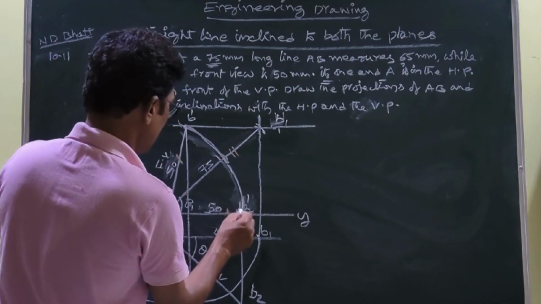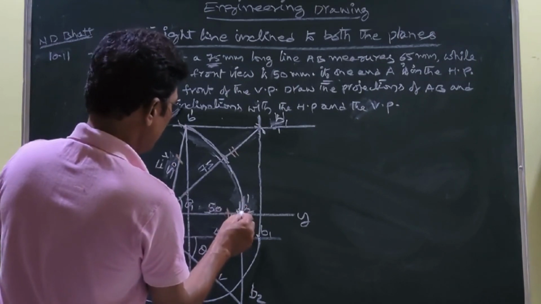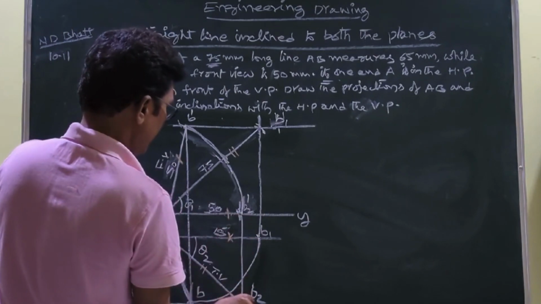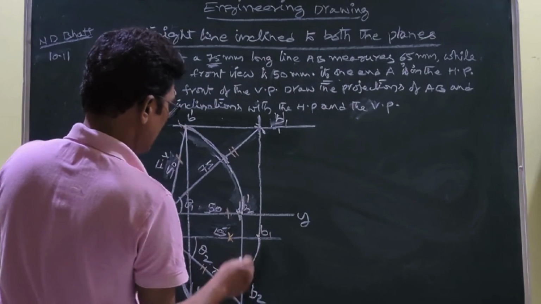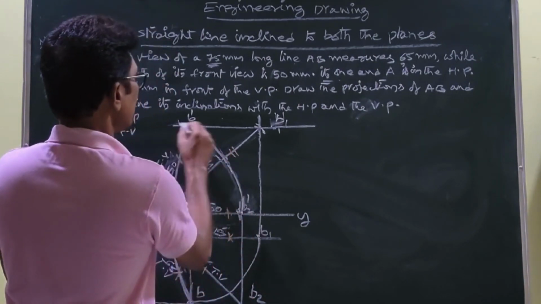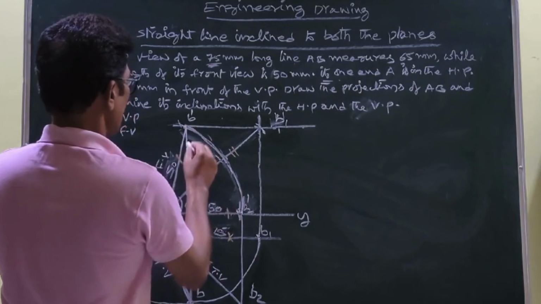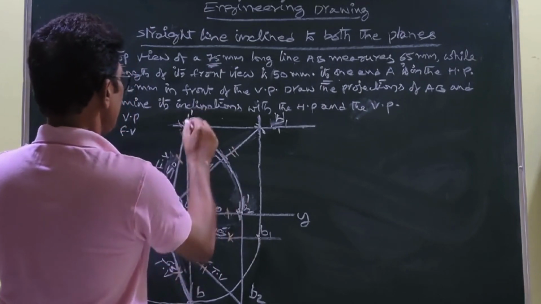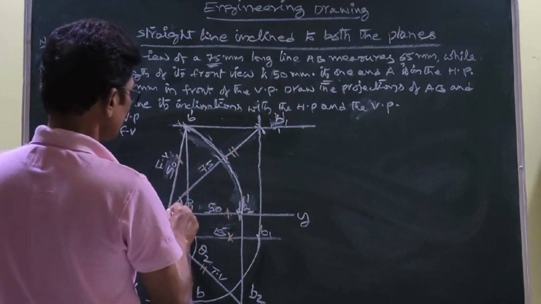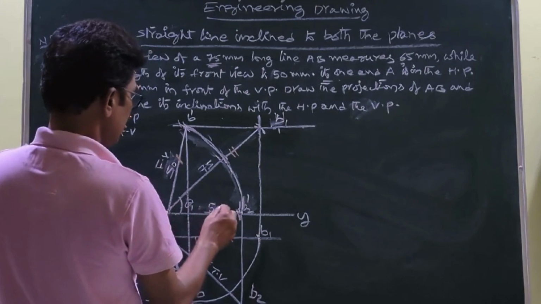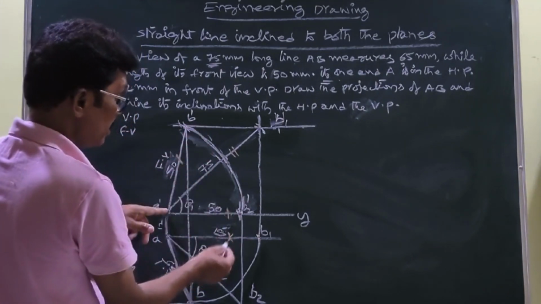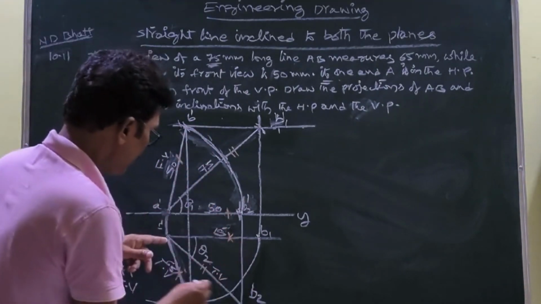This is the 50. This is the front view. You draw the front view when the line is inclined to VP. So with this front view length, draw an arc until it cuts this locus line. This point is B dash. So you join A dash and B dash. You get the front view, this length equal to 50 and 50. This front view is when the line is inclined to both the planes. That is over.